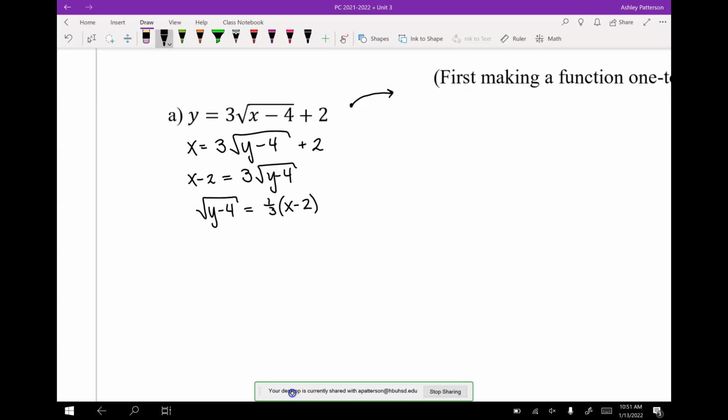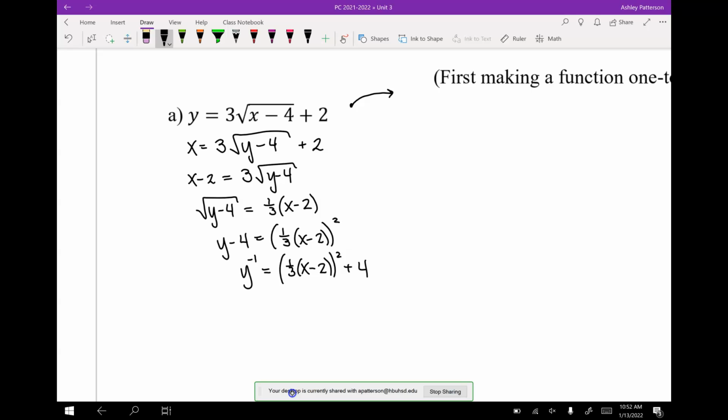And now, what do we do to get rid of that square root? So good. Square both sides. So y is equal, nope, not yet. y minus 4 is equal to the quantity 1/3 times (x minus 2), squared. Now we can isolate y by adding 4 to both sides. So the inverse, don't forget that -1 exponent, is equal to 1/3 times (x minus 2) quantity squared, plus 4.